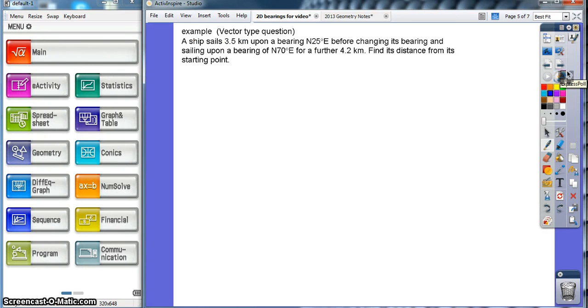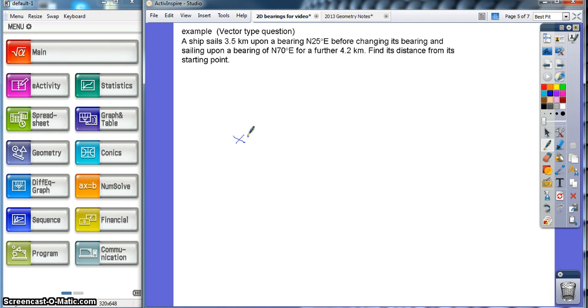Okay, now the next part here, this is a bearing type top-down 2D question. We have a ship sailing 3.5 kilometres on a bearing of north 25 degrees east before changing its bearing, sailing on a different direction for 4.2. Find the distance from its starting point. So, first thing we have to do here, draw a diagram.